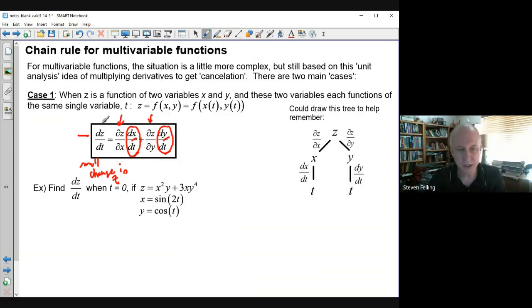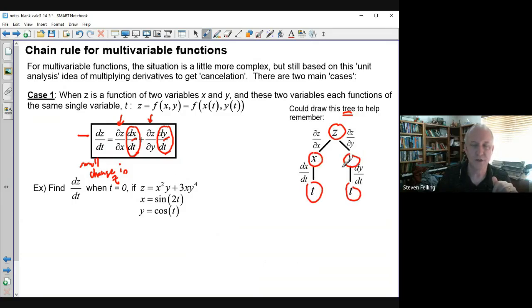All right, so to keep it straight, we can draw a tree that helps us remember this. So if we have z that we know is a function of x and y, and then x and y are each functions of t, then you could take derivatives or partial derivatives at each level. So since z has two variables that are inputs, x and y, you could take the partial derivative of z with respect to x, the partial derivative of z with respect to y, and then the full derivative of x with respect to t, because there's only one variable, and the full derivative of y with respect to t.